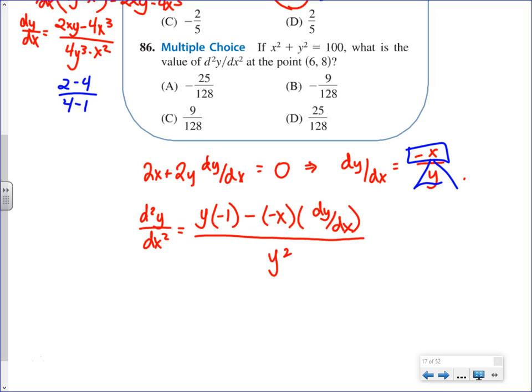What's something I have to do? Plug in the negative x over y. I have 2 plugins. I have one right there, and I have one right there, right? So then, just for sake of simplicity, I'm going to plug in dy dx first.